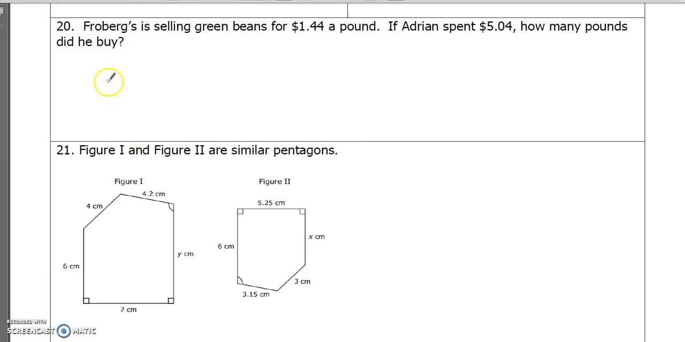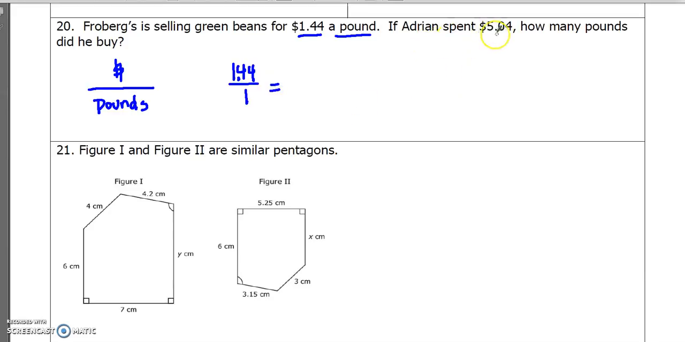So as always, I'm going to write a ratio in words so that I know what I'm comparing. So it looks like we're comparing the price to pounds of green beans. Okay, so let's look. It says Froberg's is selling green beans for $1.44 for 1 pound, or a pound, right? So the $1.44 is going to go in the numerator. The pound, which is 1, goes in the denominator.